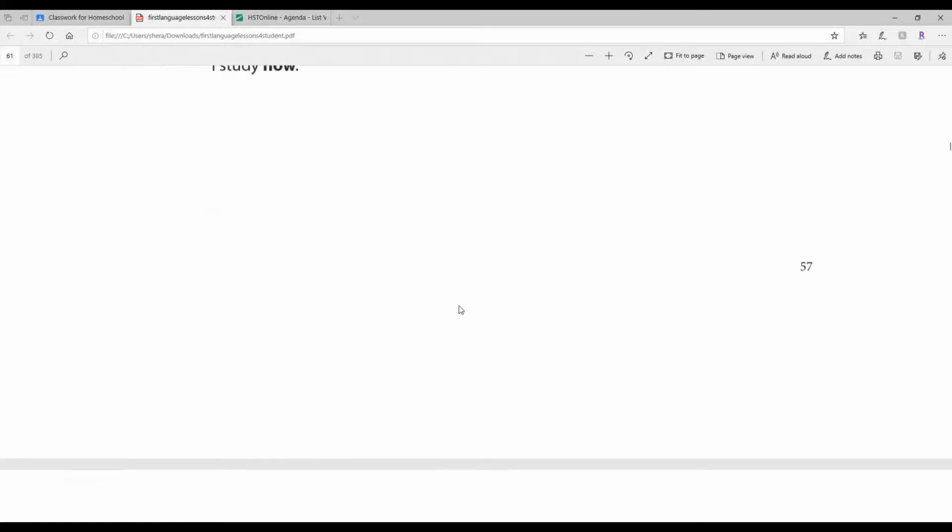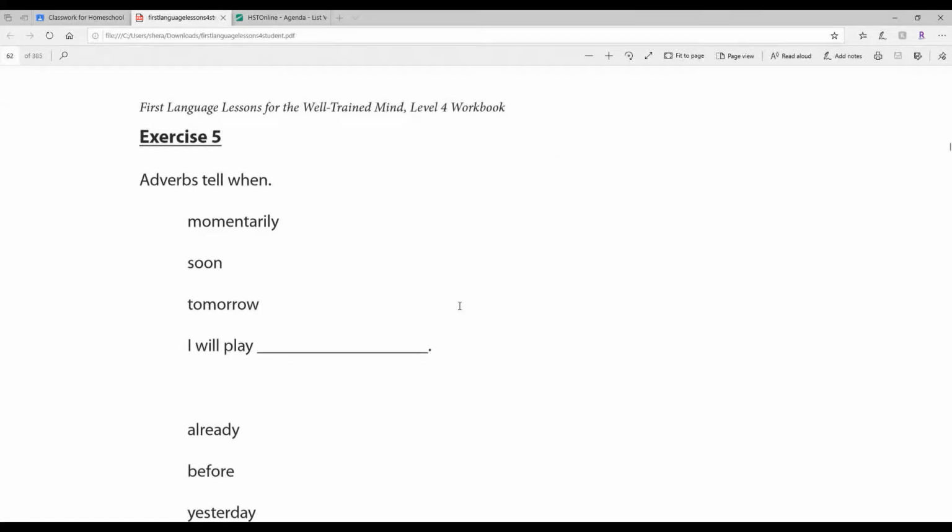Look at exercise 5. When will you play? Momentarily. Soon. Tomorrow. I will play. You choose an adverb that answers when.